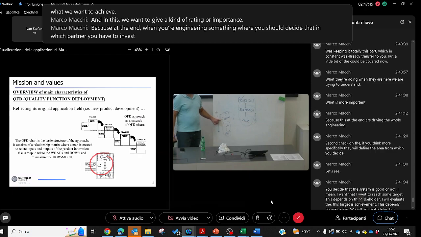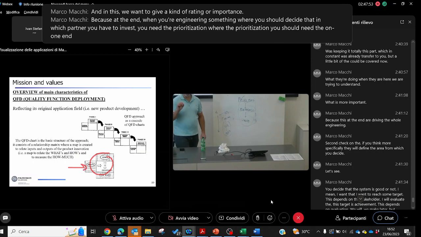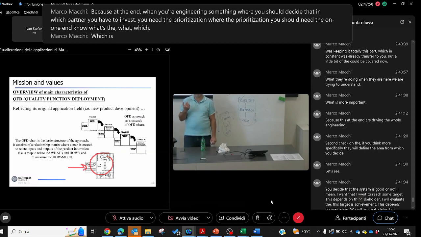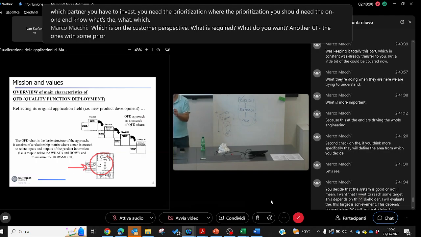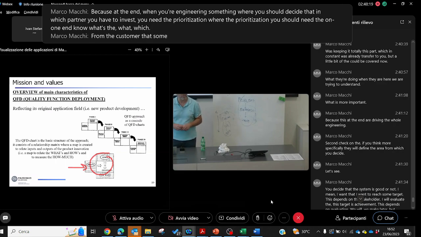You need the prioritization. To have the prioritization, you need, on one end, to know the what's, which is seen from the customer perspective: what is required, what he wants. And not only the what's in a general sense, the what's with some prioritization. So it could also be interesting that the customer tells us, or we are able to extract from the customer, that some items are more important than others in the what's. Okay?